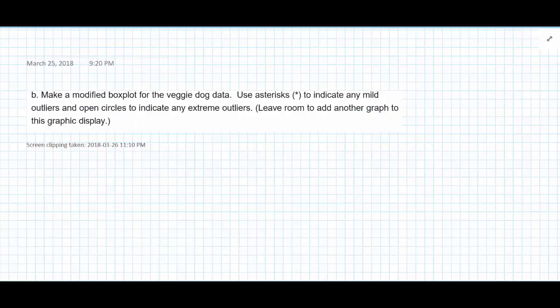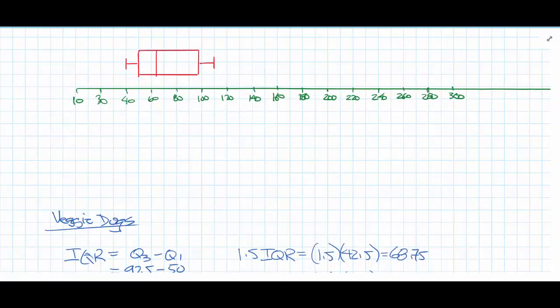Well, now question B is to make a modified box plot of the veggie dog data and identify the outliers and extreme outliers. Well, I'm going to do that now. All right, so let's make the modified box plot for our veggie dogs. So you can see here's Q1. There's the median. There's Q3.